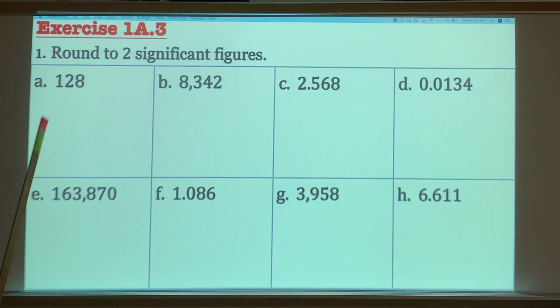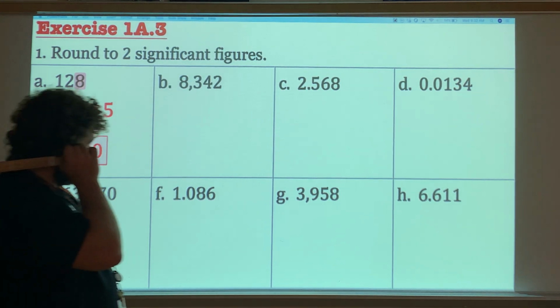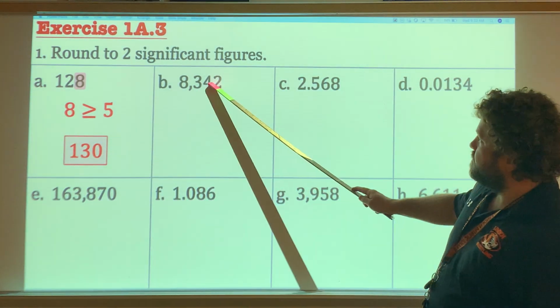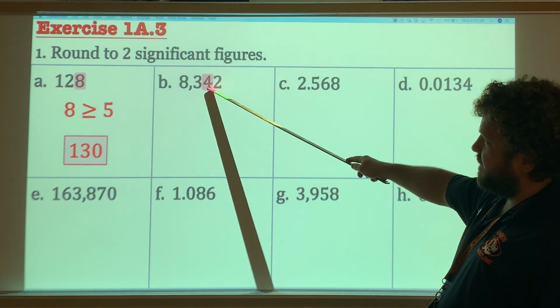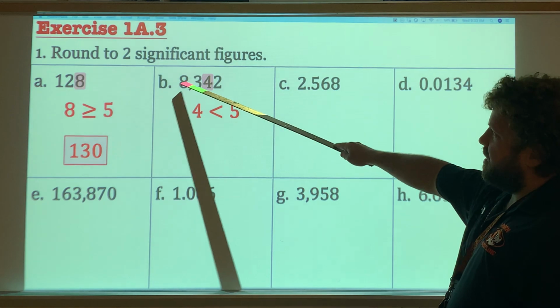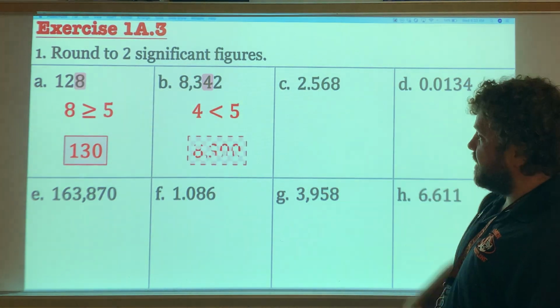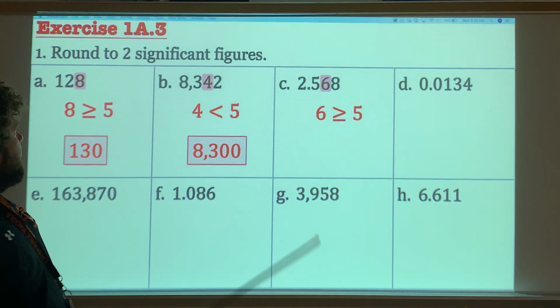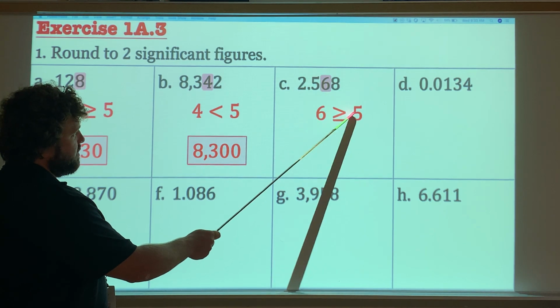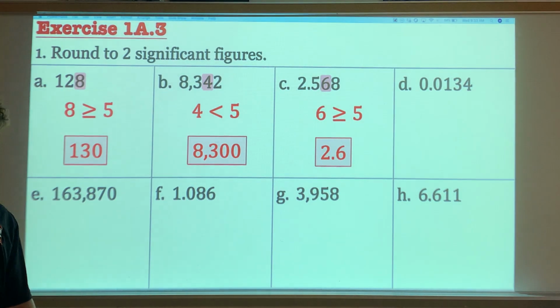Let's go. First one, 128. Ready? 2. So 1, 2. We're going to use the 2. We're going to round to the 10th place. 8 is greater than 5, so our answer is 130. All right? Next, 2. So we're going to round to the 100th place, so we're going to use the 10th place. 4 is less than 5. 8,300. Very good. C. Now our second significant figure place is the 10th place. So we're going to use the 100th. 6 is greater than or equal to 5. 5 rounds up to a 6, and you get 2.6 as an answer.